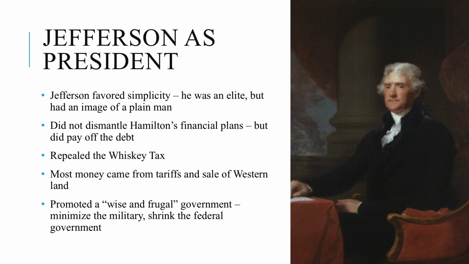Despite the strong partisan fighting during the Washington administration between Jefferson and Hamilton, as president, Jefferson did not dismantle Hamilton's financial plans. He kept the Bank of the United States, but he did pay off the national debt. He also repealed the whiskey tax, and most money that came into the national government was through tariffs and the sale of Western lands. Thomas Jefferson's goal was to promote a wise and frugal government, and so he minimized the military. He shrank the federal government.